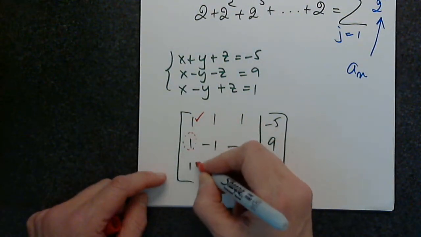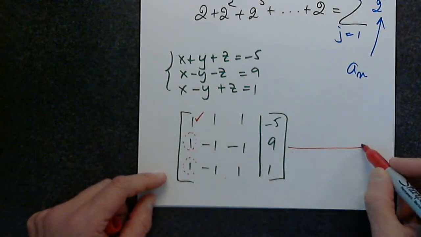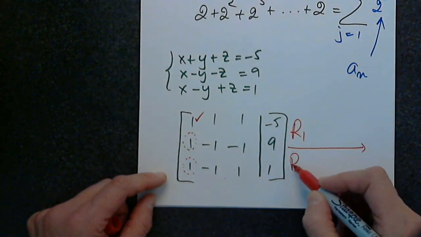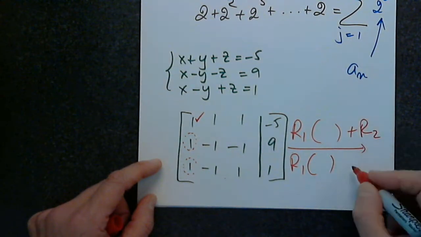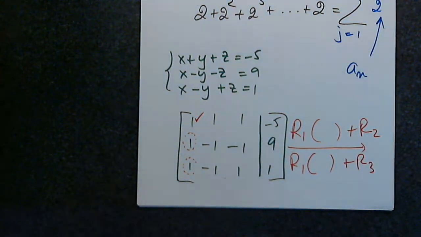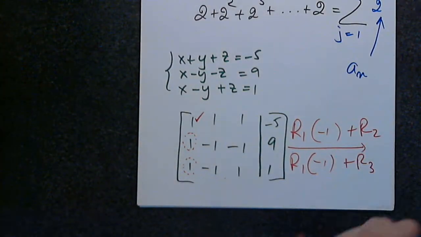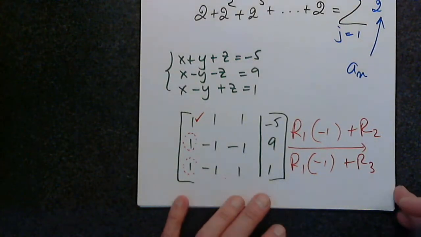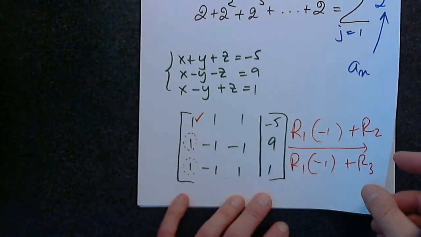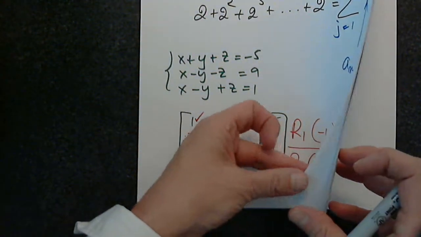Now I have to get a 0 here and a 0 here. Obviously, I have to use row 1. Multiply it by something and add it to row 2 and respectively to row 3. Yes, in both cases, I have to multiply by negative 1. Please do not put the equal symbol between matrices. That would be incorrect. It's an arrow. They're not equal.